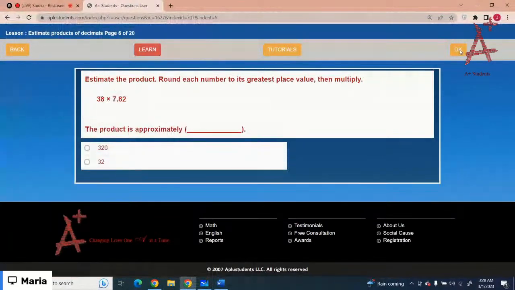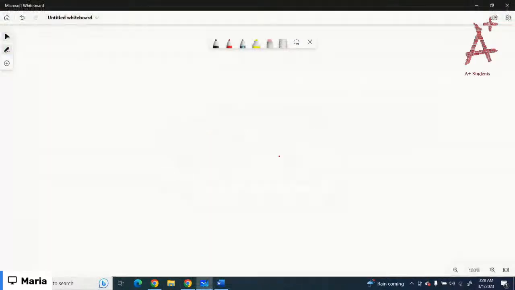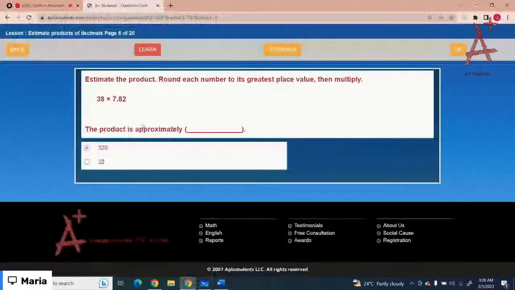Okay, the next one is 38 times 7.82. So 38 is rounded off to 40. Got it? And 7.82 is rounded off to 8. So it would be 8 times 4 is 32. So it is 320. Got it? So the correct option is 320.